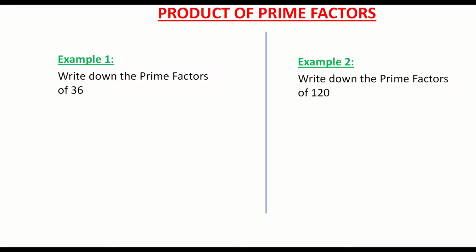Here we're looking at the product of prime factors. Before we get into these two examples, let's just have a look at the title, product of prime factors, and what does it mean? Product basically means to multiply. So the product of two numbers is the same as the multiplication of two numbers.